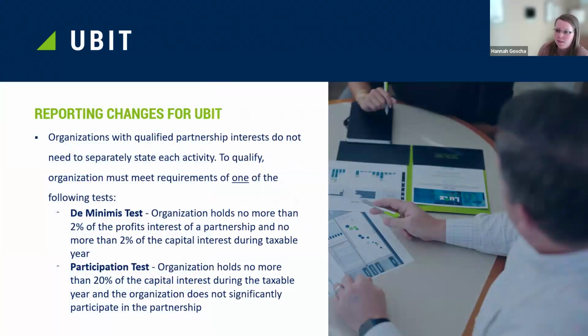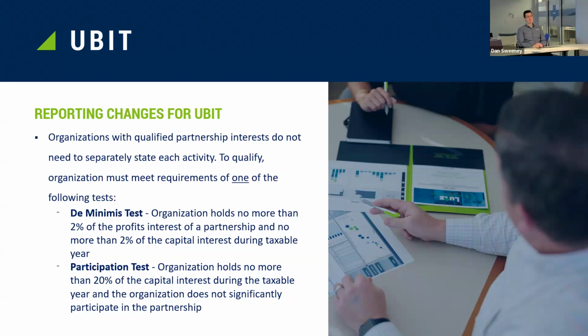Some more changes. Qualified partnership interests, like I mentioned earlier, you can report all of these as one activity if you meet one of two tests. Like I mentioned earlier, the de minimis test: if the organization holds no more than 2% of the profits or the capital interest, then they can report multiple partnership interests under one activity, and just net all of that activity together under one schedule. Then there's the participation test as well. If you own more than that 2%, but less than 20% of the capital interest, and you do not significantly participate in that partnership, then you can lump those different partnership interests together as well.